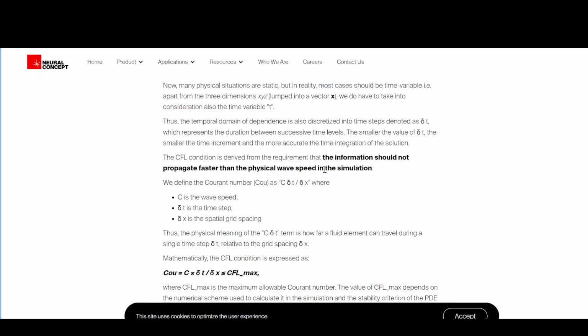This is interesting. The information should not propagate faster than the physical wave speed in the simulation. Our time step should be small enough to capture the smallest change that is occurring in a simulation. That is the basic gist of it.